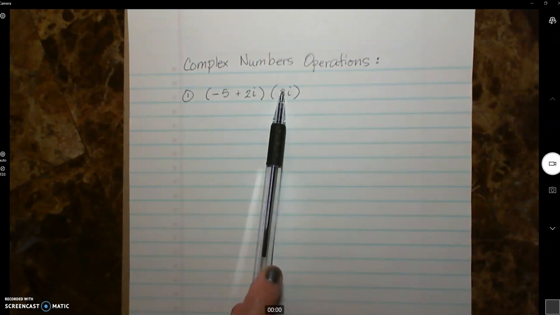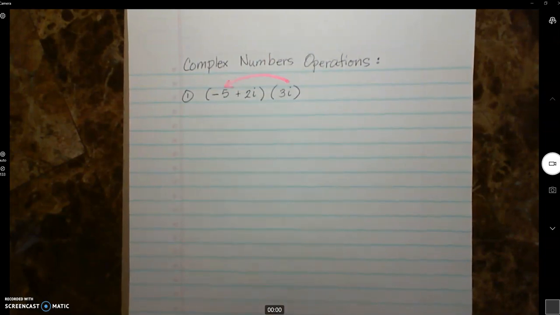So now we're going to proceed to complex number operations. This one is a binomial times a monomial. What you're going to do, guys, is just distribute this to this term and to that term.